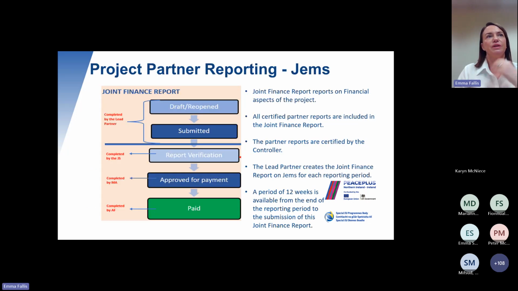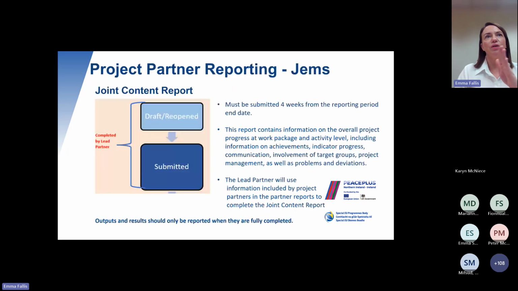So as I said in the previous slide, the lead partner must submit a joint finance report, and they also must submit a joint content report. So this is a report that sits out to the side. I suppose it reports on all of the progress against activities. There's 4 weeks allowed there from the end of the reporting period. And this report contains information on the overall project progress at work package and activity level, including information on achievements, indicator progress, communication, involvement of target groups, project management, as well as any problems and deviations that the project might be incurring.